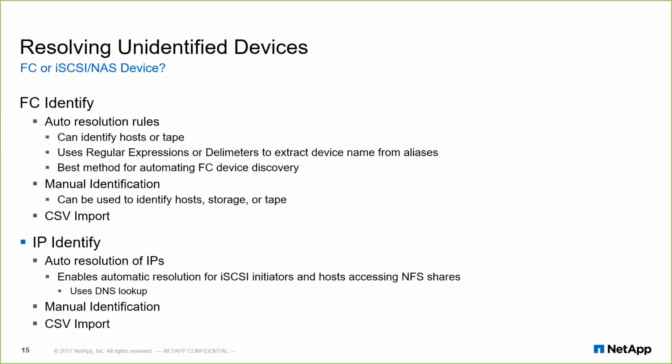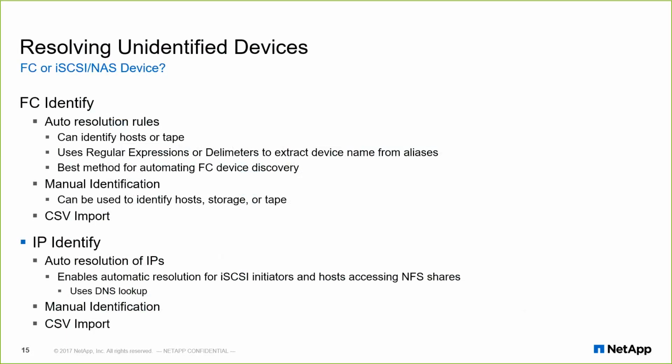On the Fiber Channel identify side of things, we've got a couple options. We can use our auto resolution rules, which we highly recommend. We can use manual identification, which can be kind of painful, but it's very useful for those remaining devices after we've used our resolution rules. And we also have the ability to do a CSV import, so I'll show you a little bit more about that.